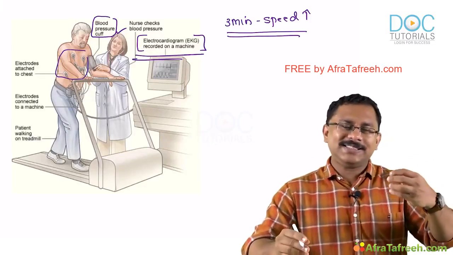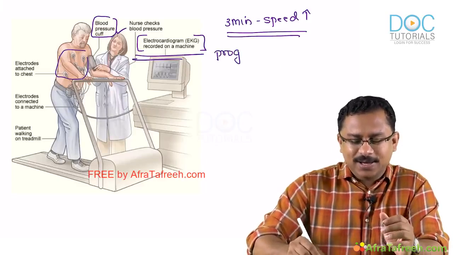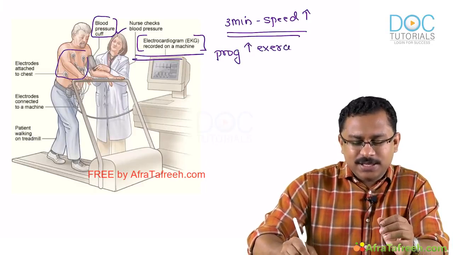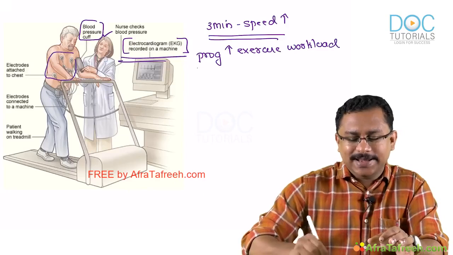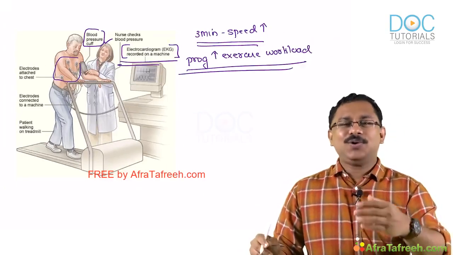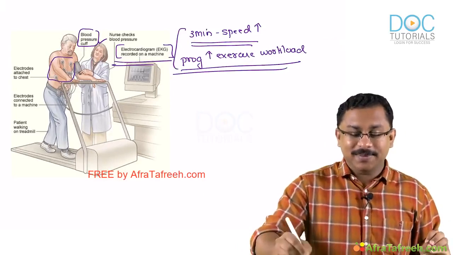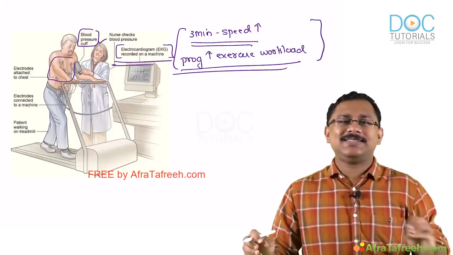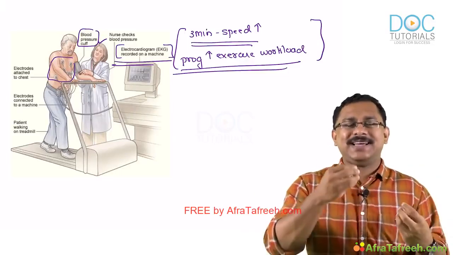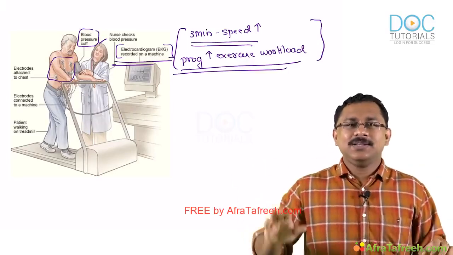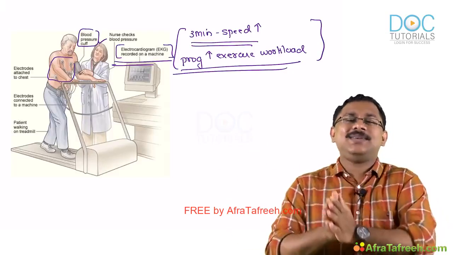And remember, what is this 3-minute increase in speed? Basically, progressively you are trying to increase the exercise workload for the patient. So what is the principle? Progressively increasing the exercise workload. You do not want to test the patient at the maximum speed to start off with, because remember, it might even precipitate a fatal coronary event. Because I told you, patients may have low risk, medium risk or high risk chronic stable angina. Especially with high risk chronic stable angina, this test itself can precipitate a coronary event.